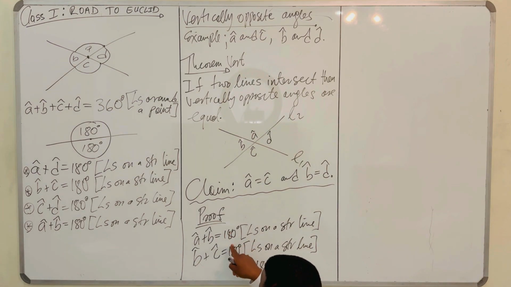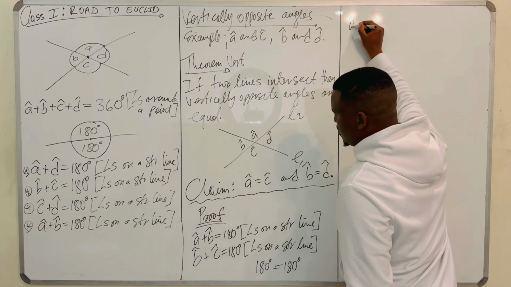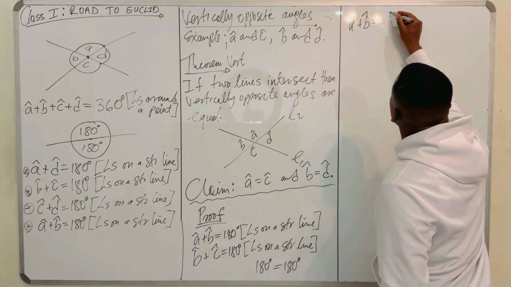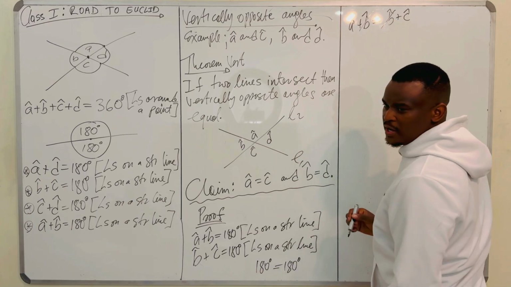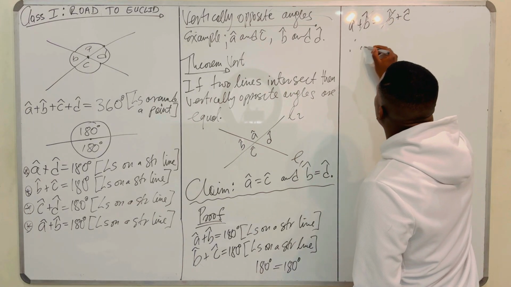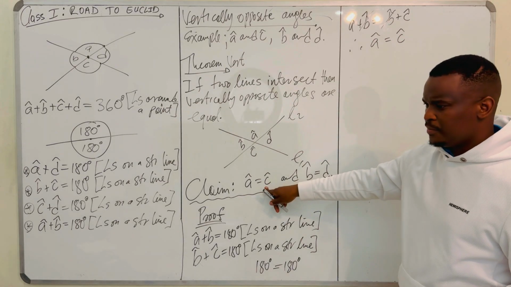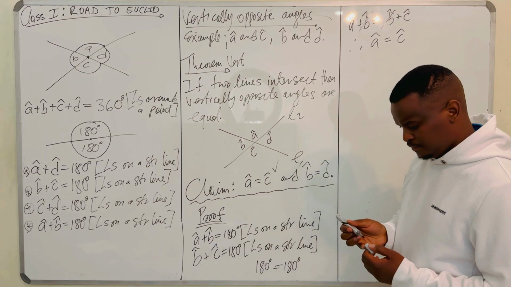So if the right hand sides of these two equations are equal, so are the left hand sides. Which means your A plus B is equal to what? B plus C. So look, this B and this B go away. Therefore, your angle A is equal to your angle C. Isn't that our claim? This is our claim. We're done here.